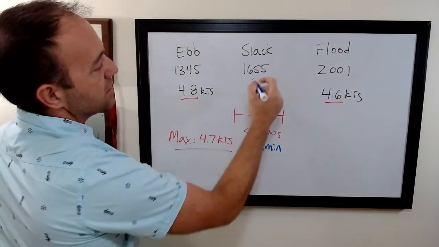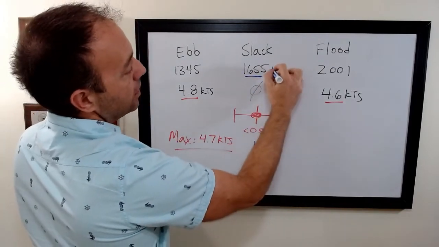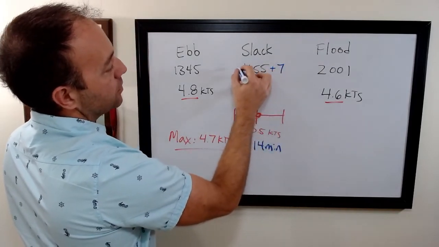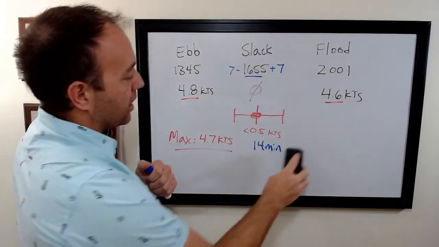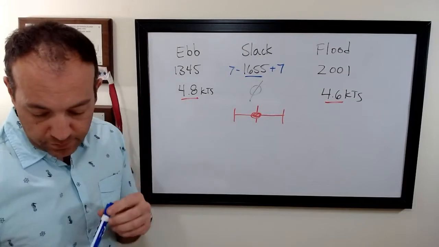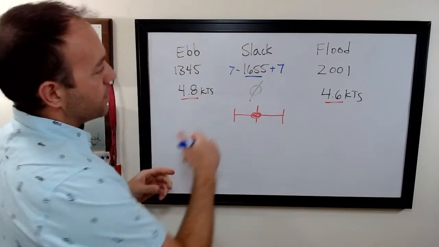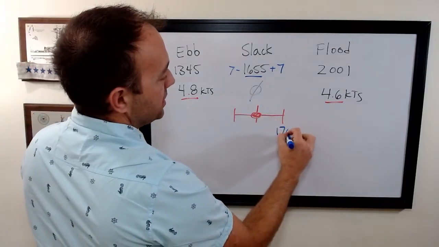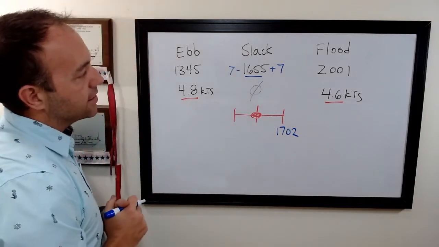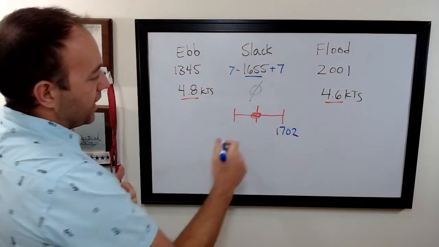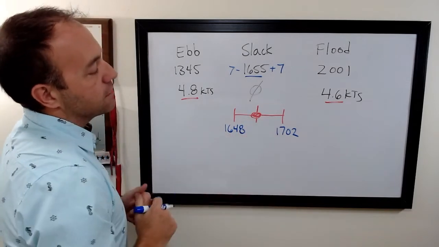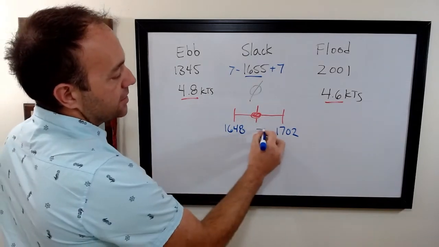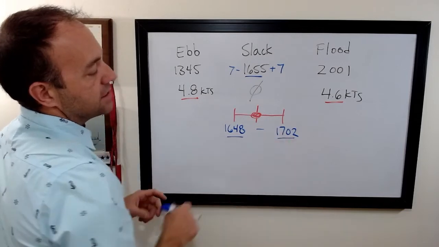So what we do is we take 1655, we add 7 minutes on that side, and we subtract 7 minutes on this side, and we can get the period of slack water. Right, and so if I do my math right, that's going to get us to 1702 for that end, and 1648 for this one. So the period of time when the current is less than half a knot is going to be from 1648 to 1702.